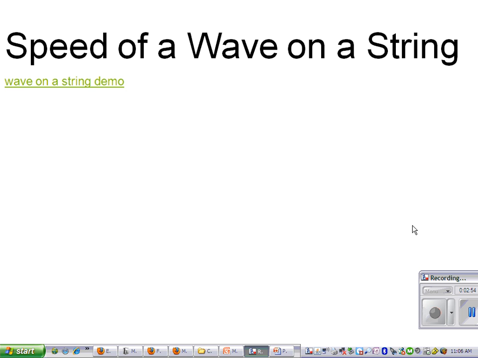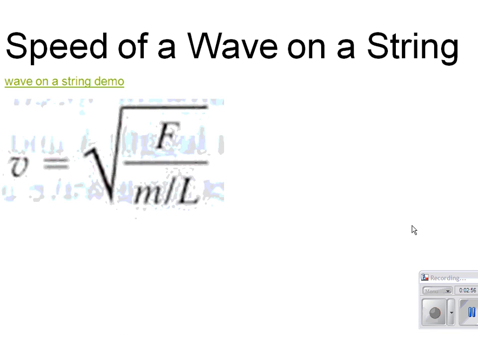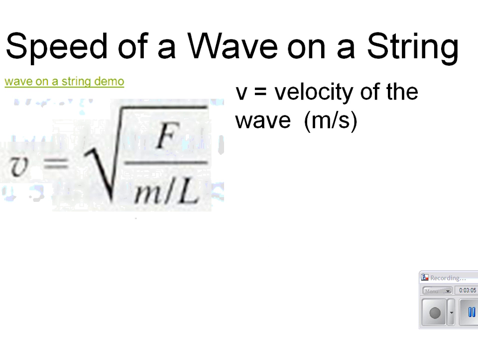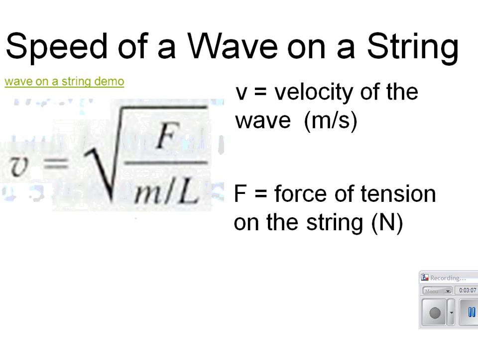The equation for the velocity of a wave down a string is this. It's the square root of the force of tension divided by mass per unit length. The V is the velocity of the wave. The F is the force of tension that's on the string, and that also will change the velocity on the string. If you pull on the string more tightly, the wave will travel faster down the string.